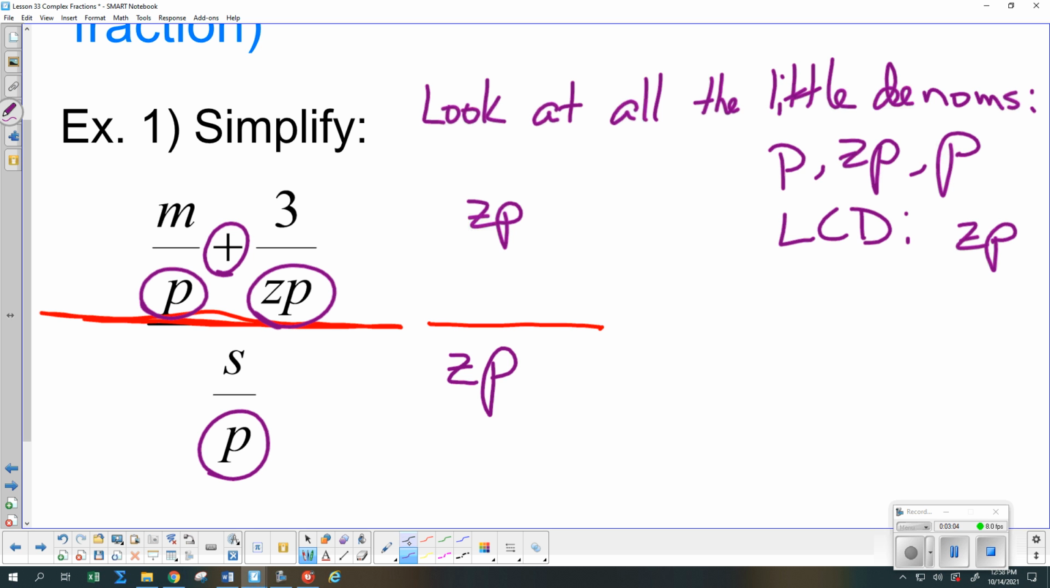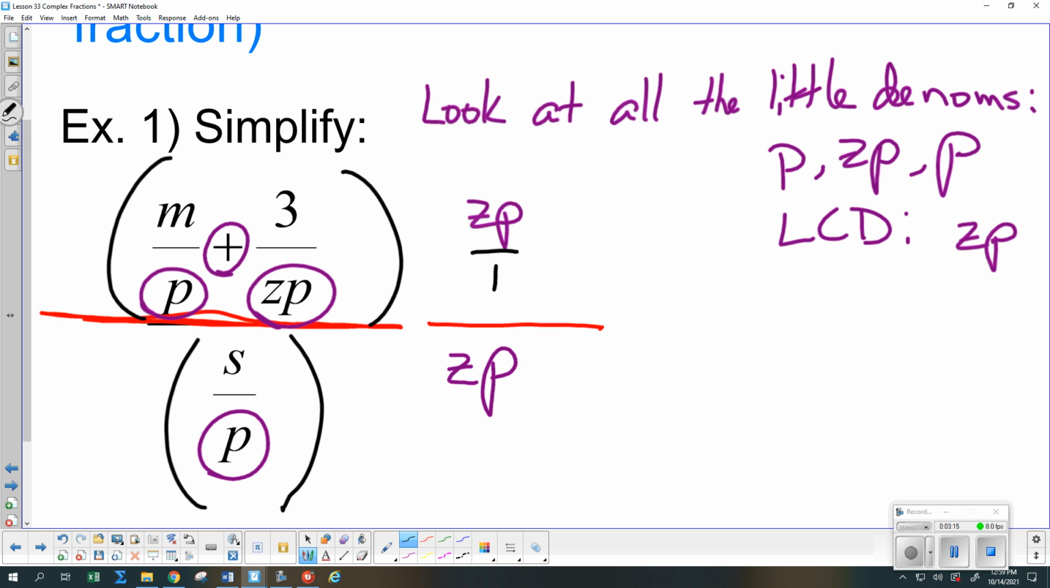So then what I need to do is to multiply this entire numerator by ZP and this whole denominator by ZP. It may be easier if I think about that as ZP over 1, so I don't try to multiply like the 3 by the ZP and the ZP by ZP. And I could do the same thing here if that helps me do it correctly. I have a parentheses there, so that means I need to distribute the ZP to both pieces.